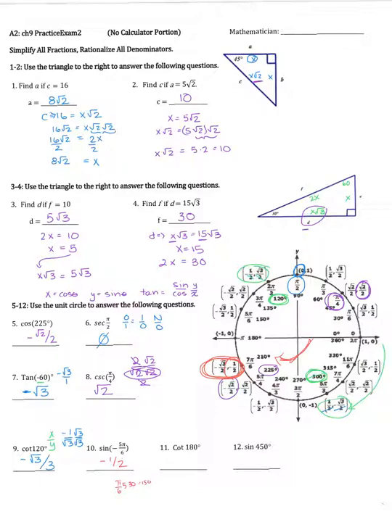Now we're up to cotangent of 180. So here's 180. Cotangent is again x over y, negative 1 over 0, which we know is not allowed, so that's undefined. And then we have sine of 450 degrees.